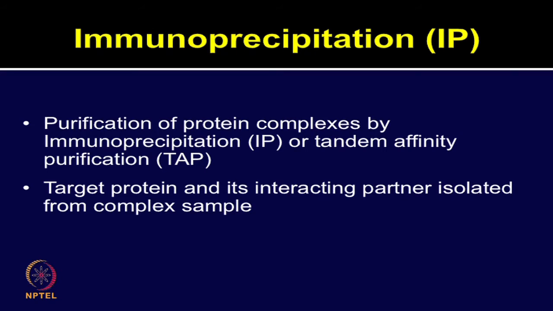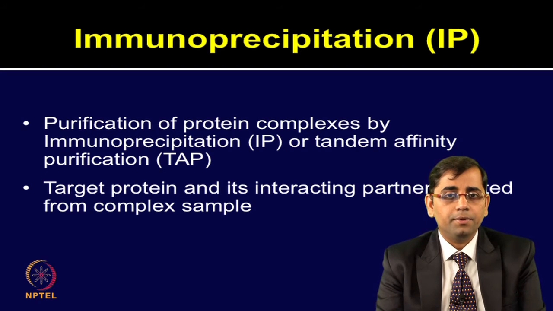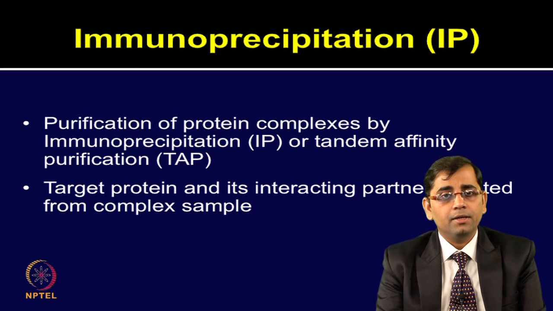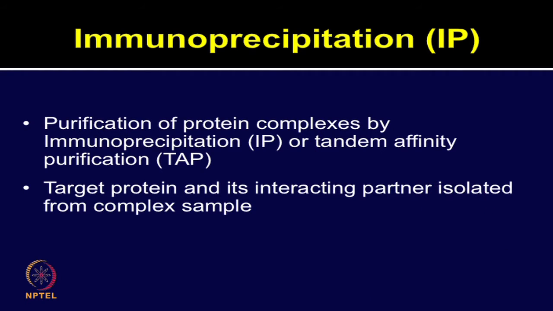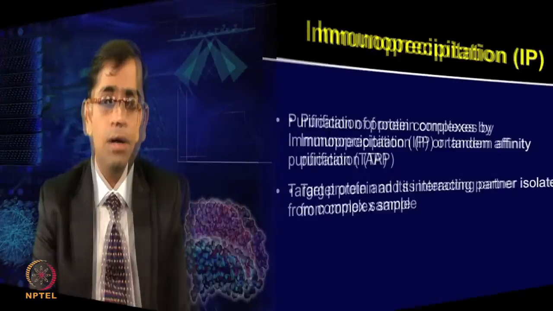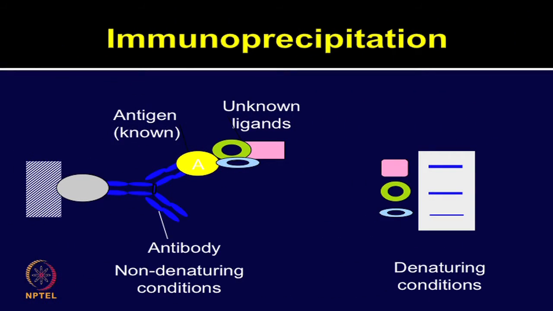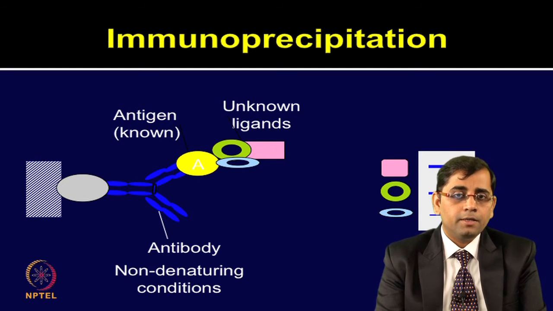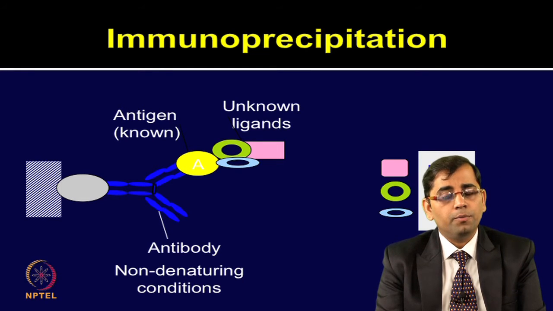Target proteins and its interacting partners are isolated from a given complex sample, and then by using different tags, these proteins can be isolated from a mixture and further processed. Let me describe this process in the coming slides. In the immunoprecipitation method, the antibody specific to the bait is added to the whole cell extract, which forms the complex. Remember, this step is performed in native or non-denaturing conditions.